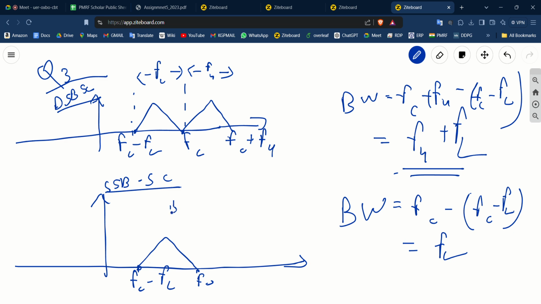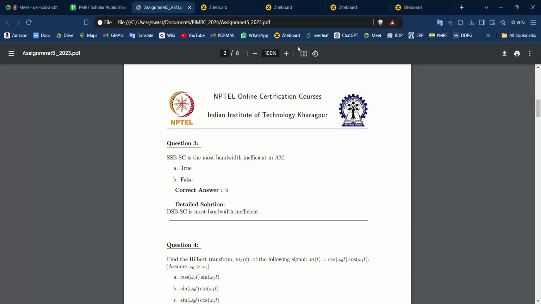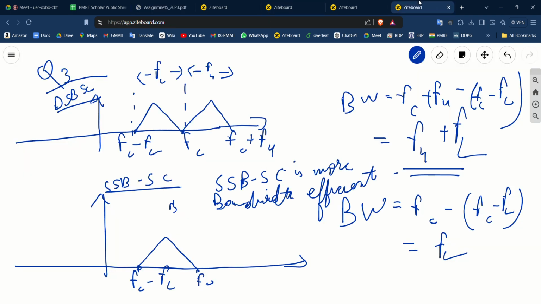Thus, SSBSC is more bandwidth efficient because you need less bandwidth to transmit the same information. That is the main advantage of SSBSC. So if SSBSC is more bandwidth efficient, then the statement that SSBSC is the most bandwidth inefficient in AM is clearly false. So the correct answer is false.